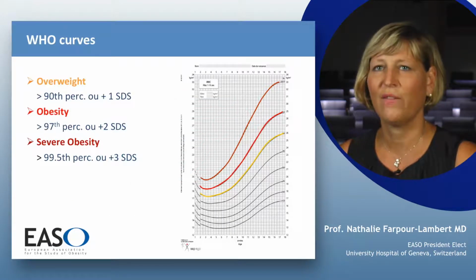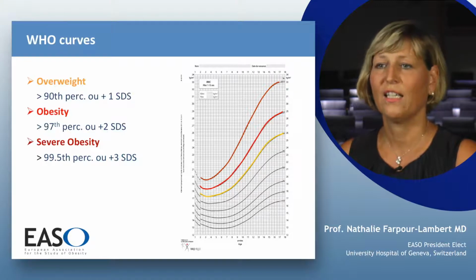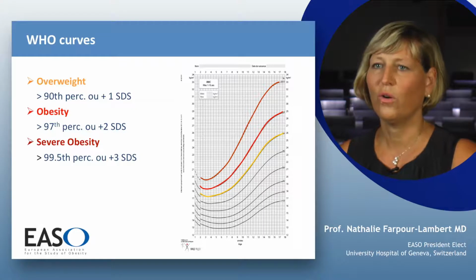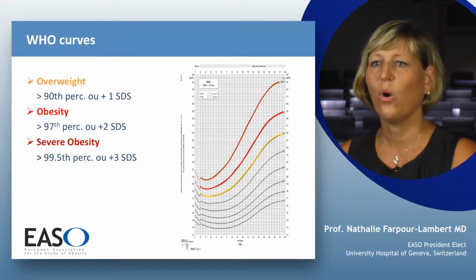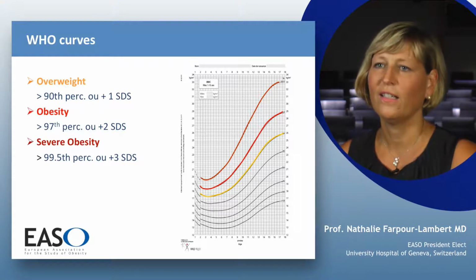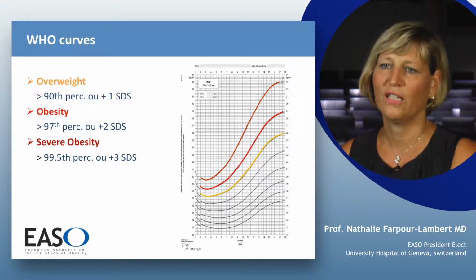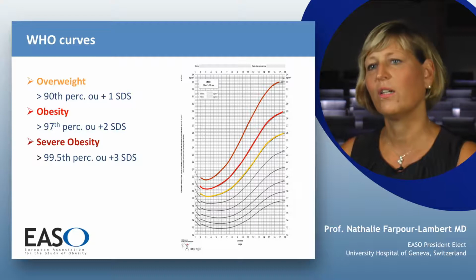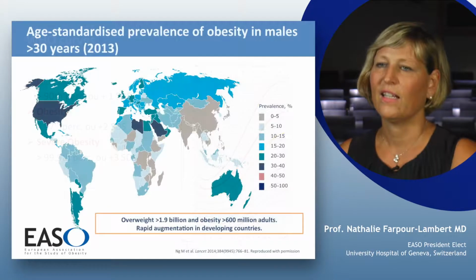Later, in 2007, the World Health Organization published new references for the world. The definition of overweight is a BMI over the 90th percentile or a standard deviation score of +1. Obesity is defined as a BMI percentile over 97 or a standard deviation score above 2.